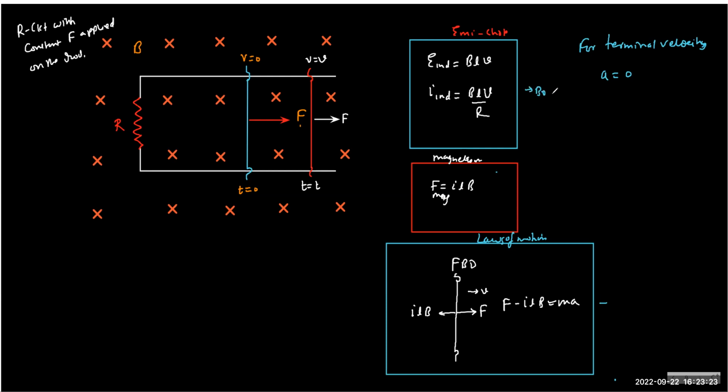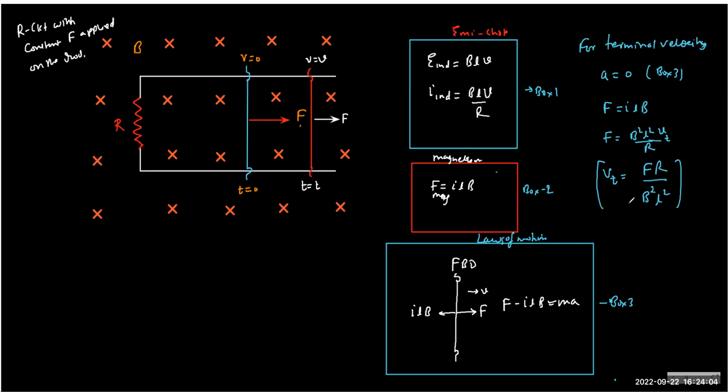So box 1, box 2, box 3. Now if you substitute A equals 0 in box 3, what do you get? F equals B square L square V by R, since I is BLV by R. And this is the V terminal. So the terminal velocity we write as FR by B square L square. That's it. This is what you can expect up to JEE level.